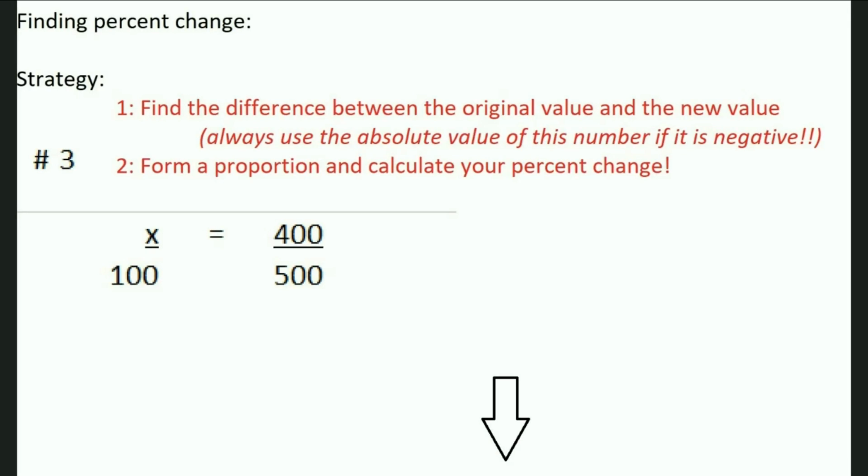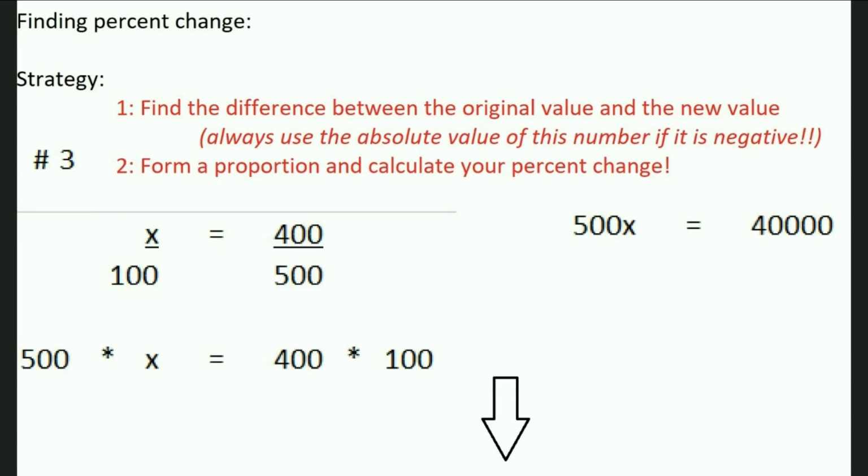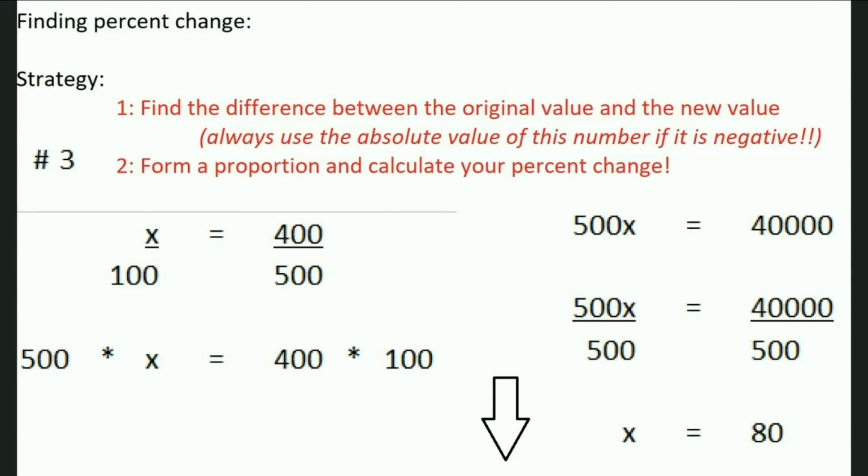x over 100 equals 400, our change, over the original value 500. So we cross multiply. 500 times x equals 400 times 100. 500x equals 40,000. Divide both sides by 500 and you get x equals 80. So what that tells me is when I start with 500 albums and I end up with 100 albums, that represents an 80% decrease. All right, moving on to the next question.